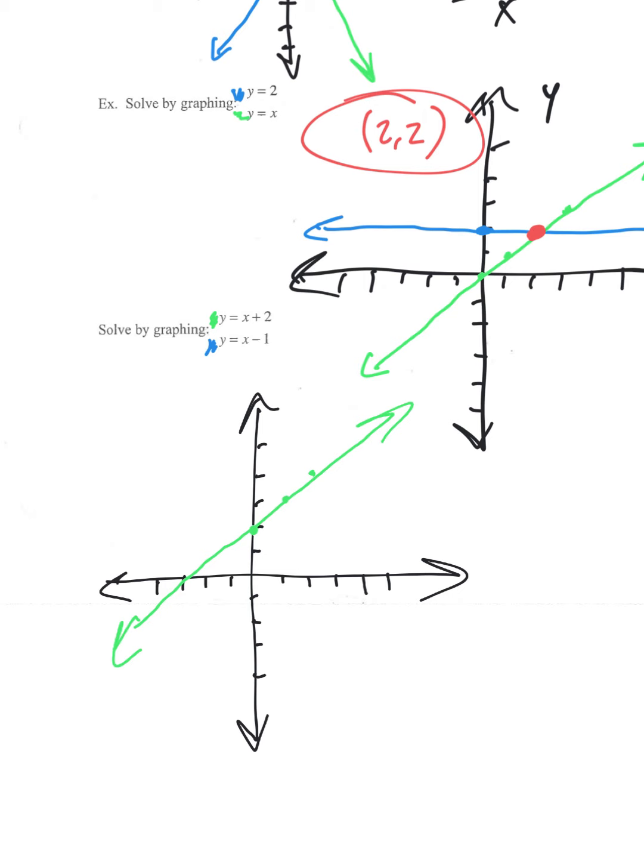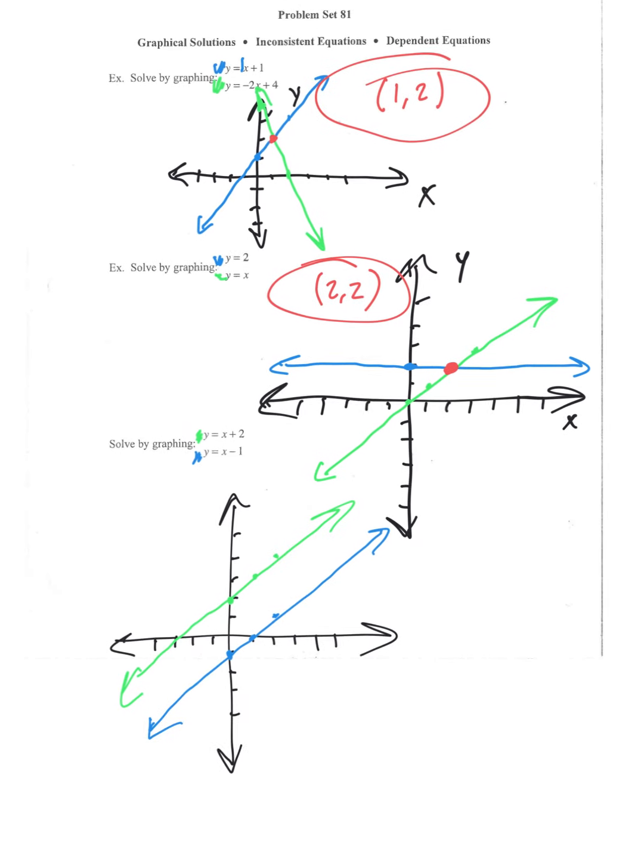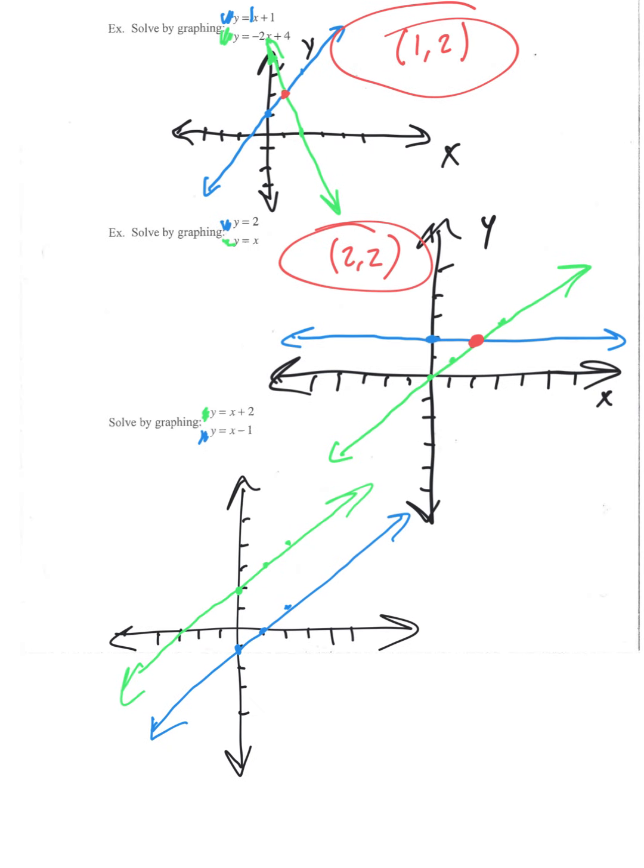Okay, now we go to y equals x minus 1. All right, so I go to minus 1, which is where the y-intercept is. I got a slope of 1 again, so I go up 1 over 1, up 1 over 1, and I connect. Now, one of the things that you might notice is that it doesn't appear that these two are going to cross anywhere. So what we would say in this case is that these are a pair of inconsistent equations.